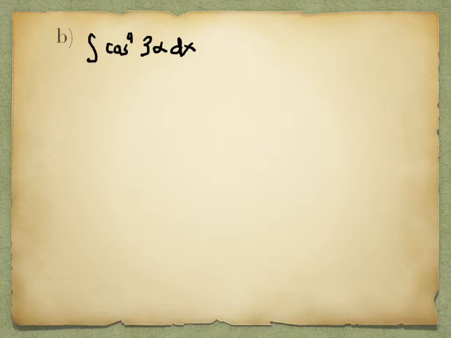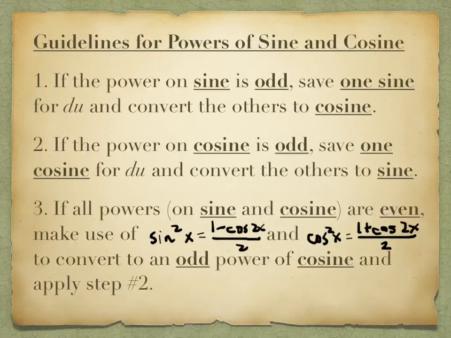Which guideline is this? It's the third one. I only have one power. It's a power on cosine, I think. And it is even. So I'm stuck into the case number 3. Case number 3 says I'm going to make use of this formula, but if you take a look, my formula does not say cosine to the 4th. It says cosine squared, doesn't it? You can have 2 of those, that's right.